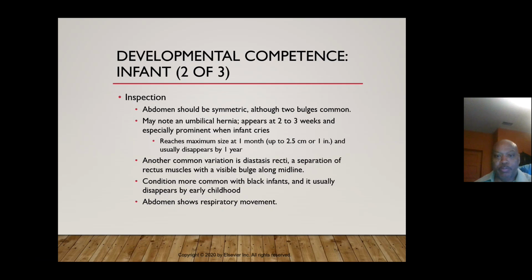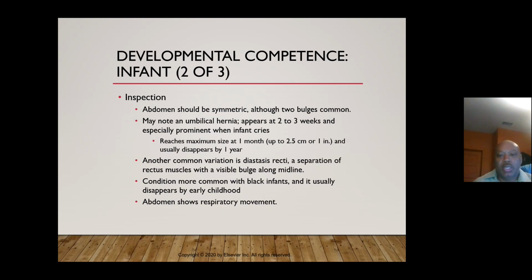All right. So continuing with inspection. As we look at the baby's abdomen, it should be symmetrical, although two bulges is common. We may note an umbilical hernia with these babies, and it appears at 2 to 3 weeks, and it is especially prominent when the infant cries. It does reach the maximum size at about 1 month, up to about 2.5 centimeters, about 1 inch, but usually disappears by the first year.